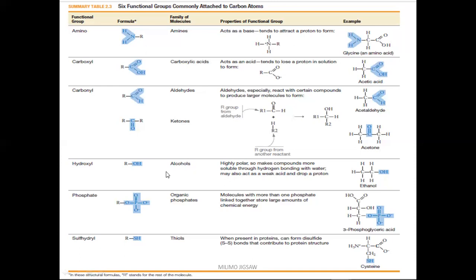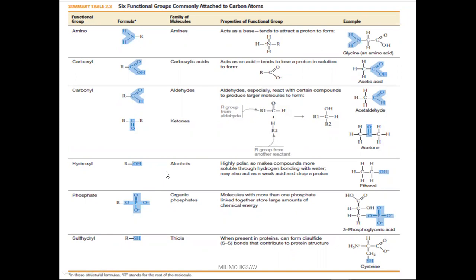And one of the distinctive characteristics of RNA from DNA is the presence of the hydroxyl group on carbon 2 of the sugar. So we find hydroxyl groups in the carbohydrates, the proteins, the nucleic acids, and also the lipids. So this is very important.